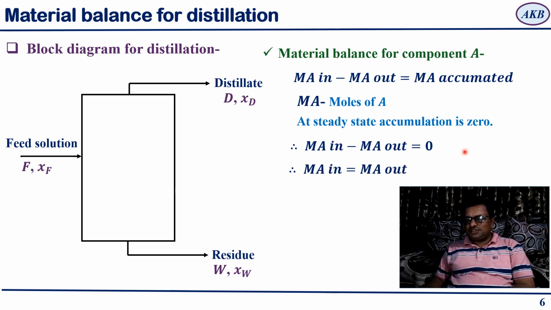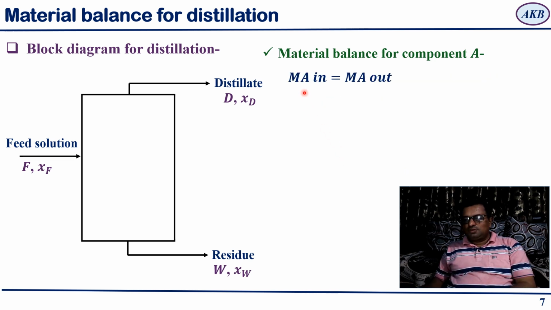Or if you rearrange the equation, on the left hand side you have moles of A in, and on the right hand side you have moles of A out. Okay. Now once we know how to write material balance for component A under steady state condition, let us write it in terms of a mathematical equation. Moles of A in is equal to moles of A out. This is what we got under steady state condition.